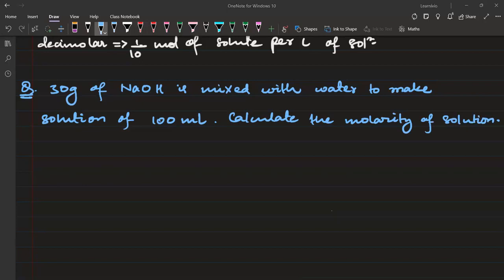It will be done, right? Yes or no, tell me. You have been given 30 grams of NaOH. You will calculate the number of moles. You have been given 100 ml of solution. You will convert the 100 ml volume into liters, and then you will calculate molarity. Let's try this question.